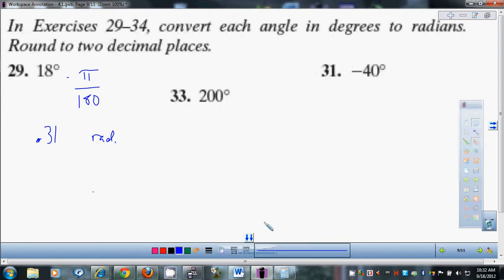0.31 radians is the equivalent to 18 degrees. You can punch them straight into the calculator. You can do it the same way by reducing and so on.